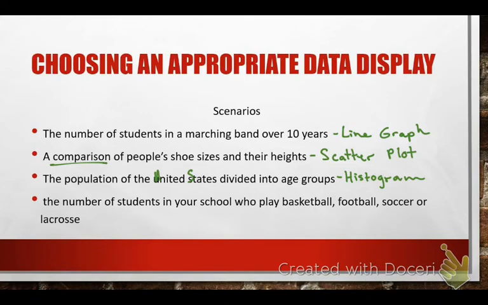the best choice. A circle graph has to be out of 100%, right? The whole circle. Well, all of the students in your school aren't playing a sport. Okay, so a bar graph would be the most appropriate data display.